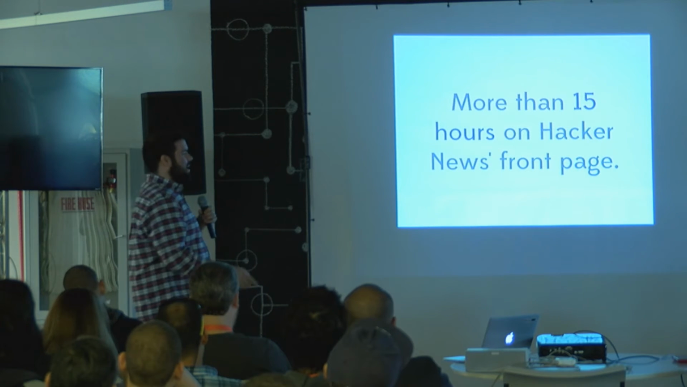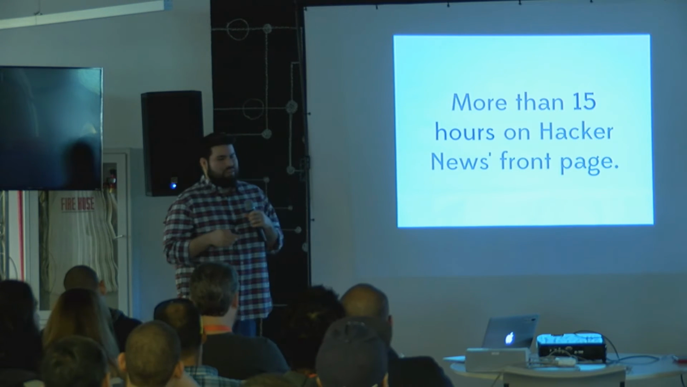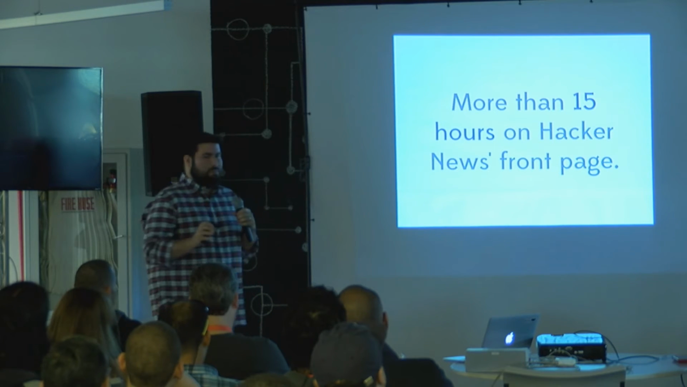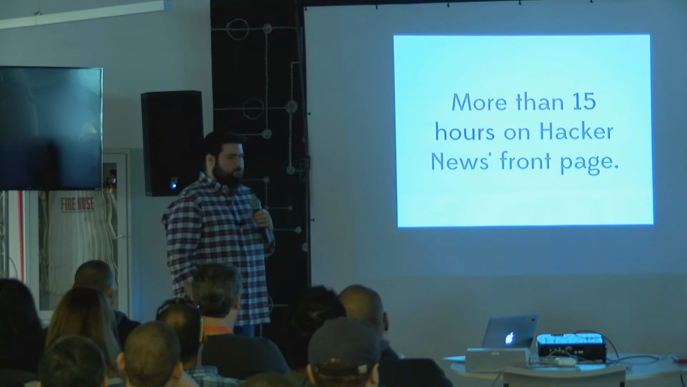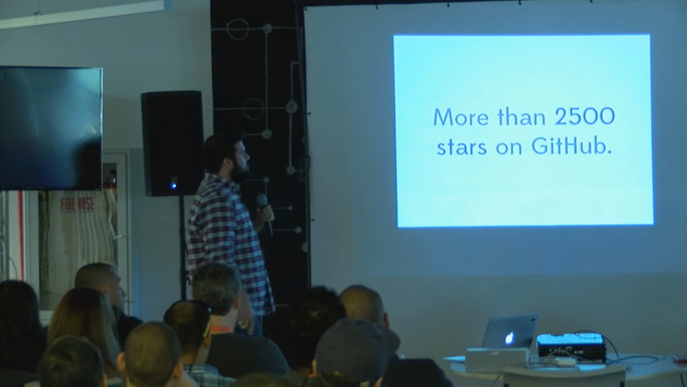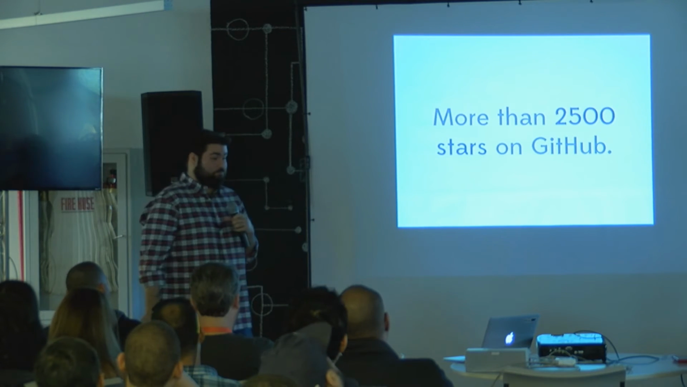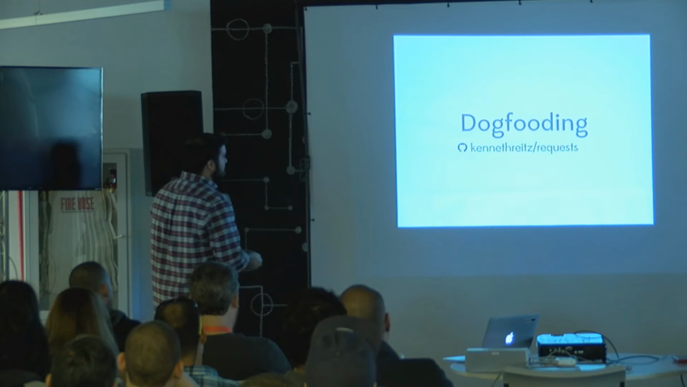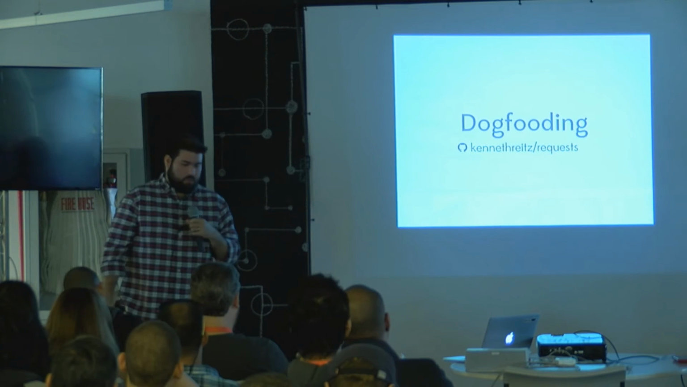It was posted to Hacker News, and as far as I know, it lasted more than 15 hours on the front page, which just means that it got tons of attention pretty fast. As of a couple of days ago, it had more than 2,500 stars on GitHub, which just means it's kind of popular. And other libraries are already using it. Kenneth Wright's requests package is already using pipenv.